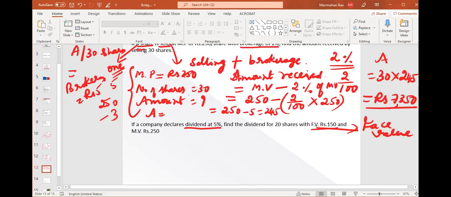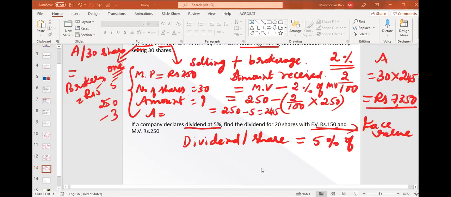I just want the answer before I explain anything. Those who want to speak can unmute yourself and tell me. I have to calculate this 5% first, the dividend per share, and then comes the number of shares. Is this 5% calculated on 150 rupees or 250 rupees? Ma'am, 150. Is the dividend to be calculated on 150 rupees or on 250?